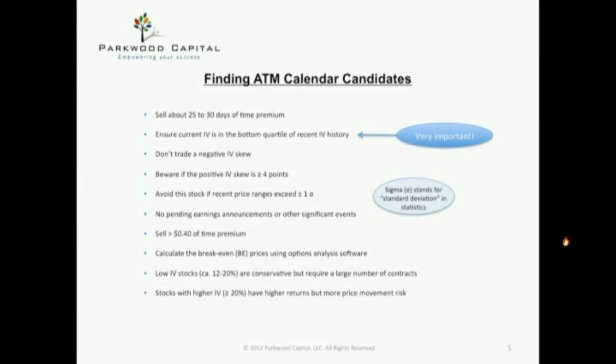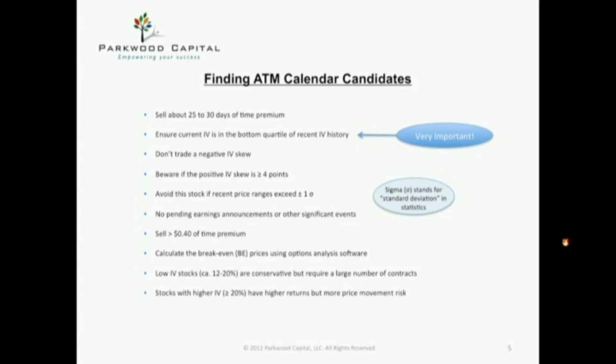So here's sort of a recipe, if you will, for finding calendar candidates. First of all, we want to sell about 25 to 30 days of time premium. Now, the reason we don't want to sell more is simply because remember the time decay of options. Remember how it accelerates as we get closer to expiration. That last 30 days is when it is decaying the most rapidly.